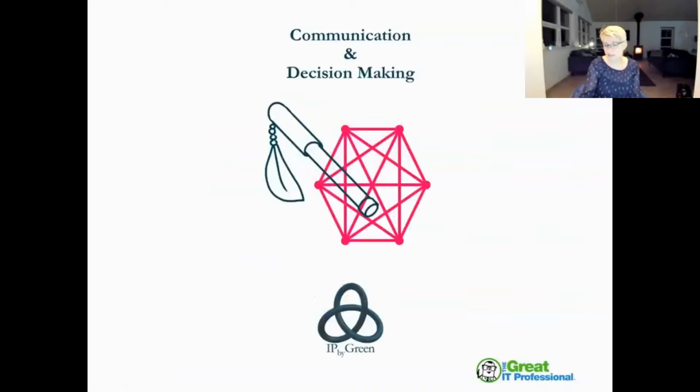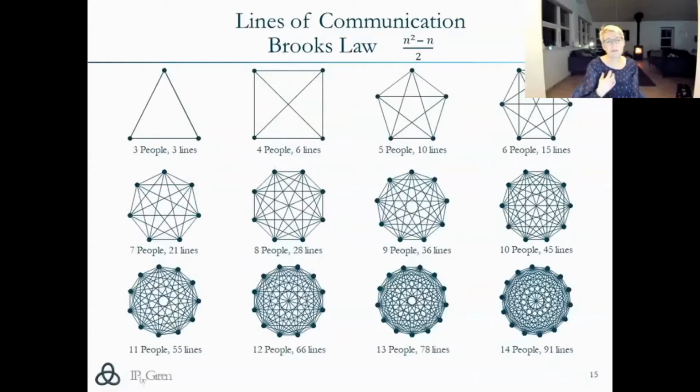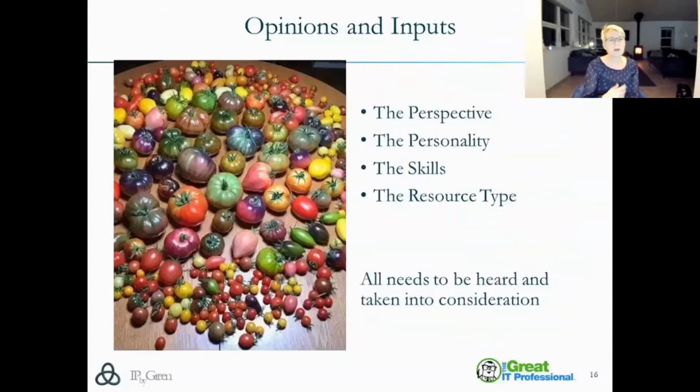So let's start with communication and decision making. When we have the optimal size of 6 to 8 people, the communication lines are quite doable. But the minute we have more stakeholders, and the more we get, it becomes more and more complicated. We need to be aware of Brooks' law of communication: the more people we have, the more difficult the communication becomes. We also need to remember that with these teams of users, leaders, tech guys, nerdy people, project managers, scrum masters, product owners, etc., we also have all these different opinions and inputs. We all have different perspectives, personalities, skills, and we are all different resource types. And we need to make sure that everybody is heard, and all considerations and all input are taken into consideration.